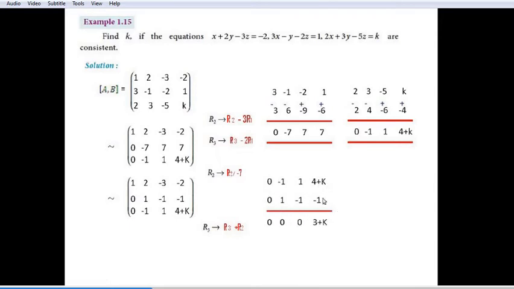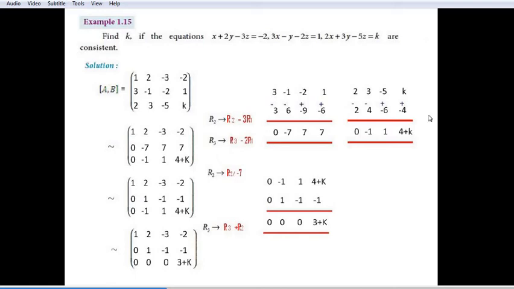Here 4 plus k and minus 1. So 4 minus 1 is 3, and at k we write it as it is. Now the equivalent matrix has no change in R1, no change in R2, and the change in R3 is 0, 0, and 3 plus k. So finally we got an echelon form. From the echelon form you can get the answer for k.